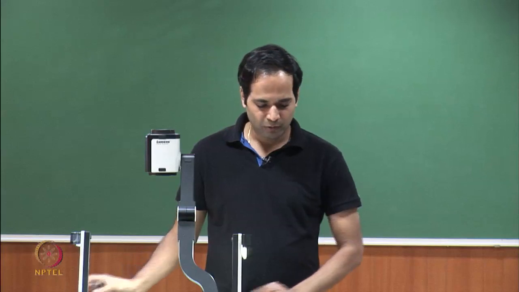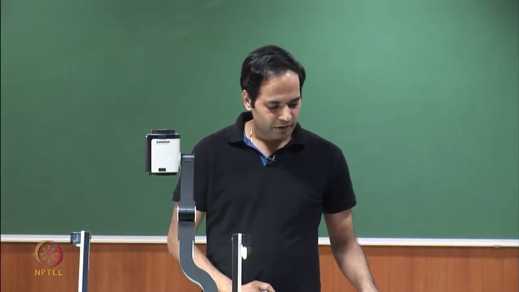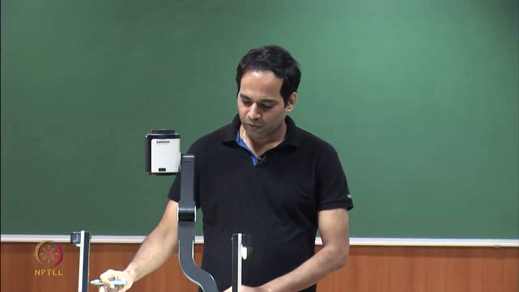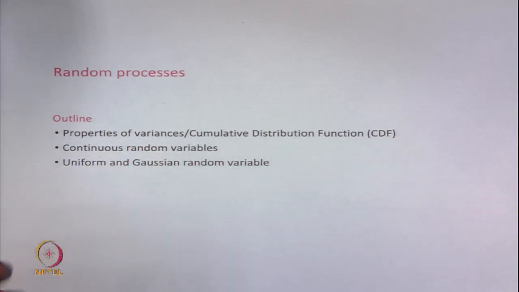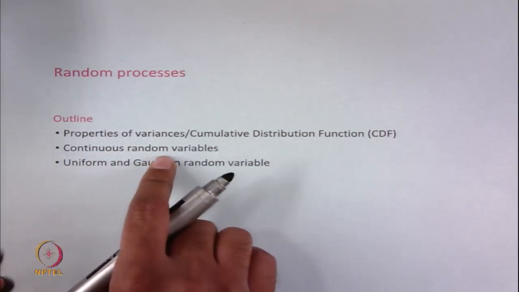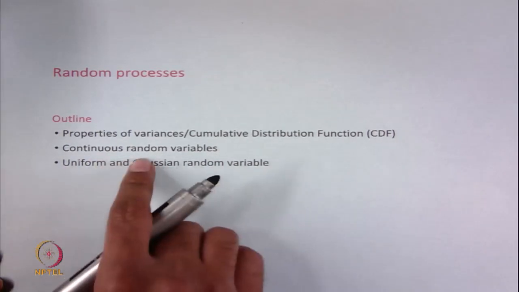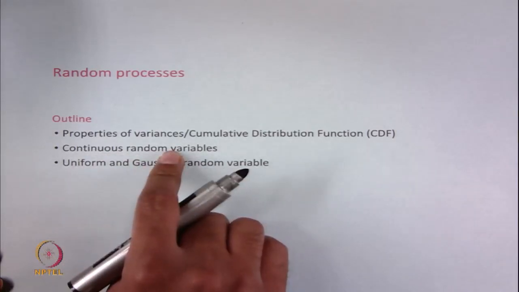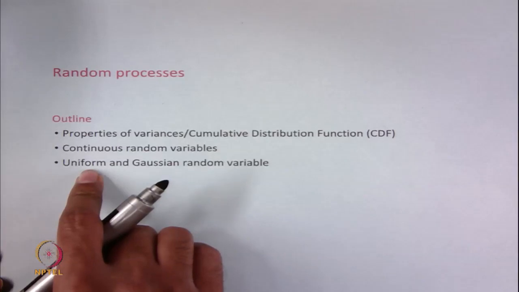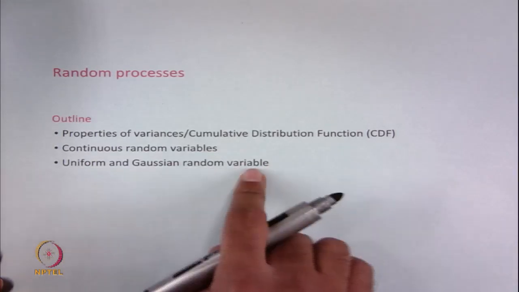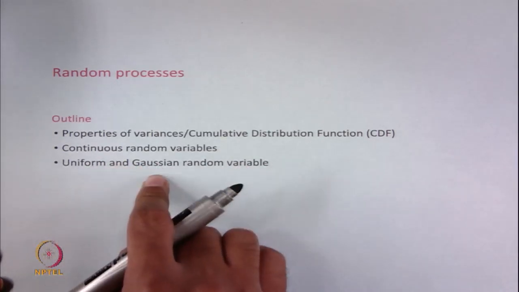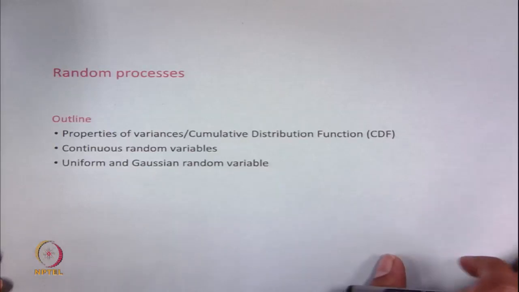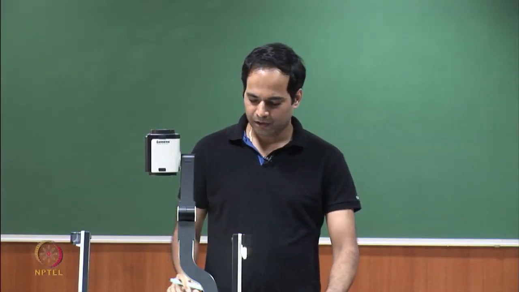So, let us see what I have got for you today. So, in today's lecture we will talk about the properties of variances, then we will talk about the cumulative distribution function, and we will then go to continuous random variables. Yesterday we focused basically on discrete random variables, and today we will talk about continuous random variables. An example of continuous random variables, we will look at two important continuous random variables, that is uniform and Gaussian random variables. So, this is more or less the outline for today's lecture. Okay.